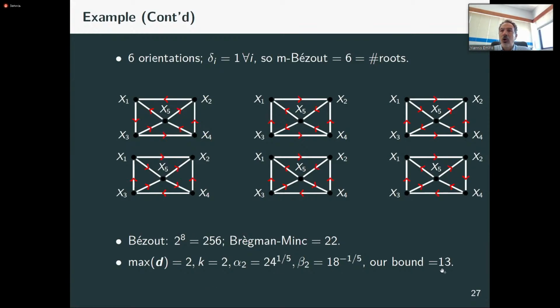My bound is going to be 13. Yeah, this is my last slide. Thanks. The m-Bézout bound is 6, so my bound is not tight. However, it's much better than what we had before.